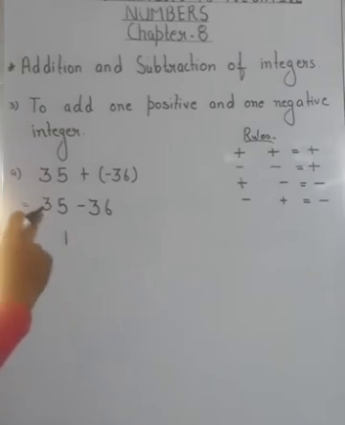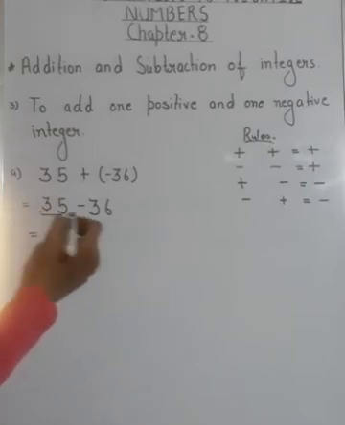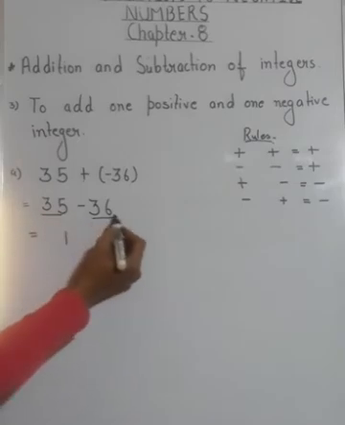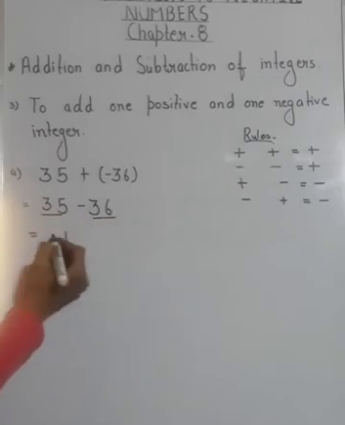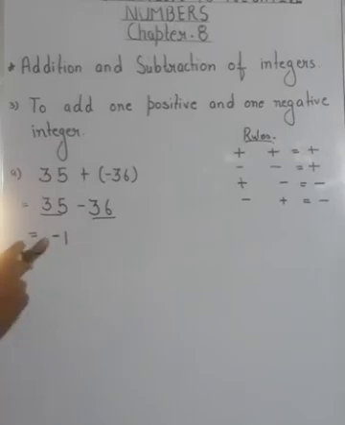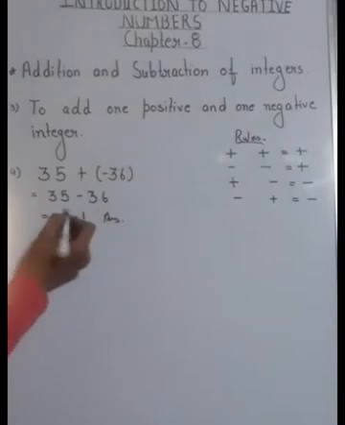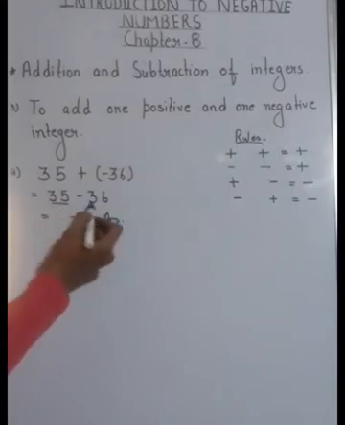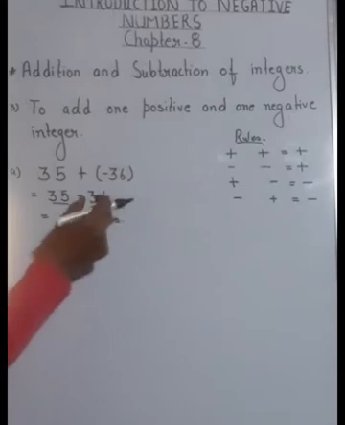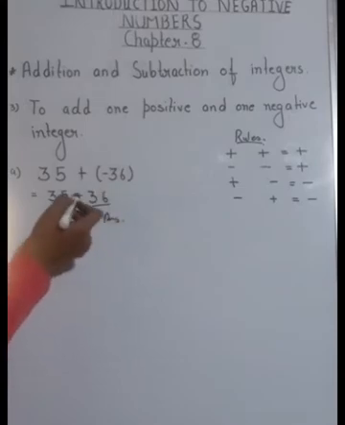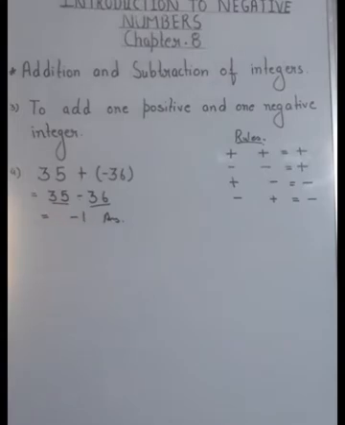So this is 1. Now which is greater among them? 35 is greater or 36 is greater? Just leave this sign. Which is greater? 35 is greater or 36 is greater? 36 is greater. So your answer will be minus. Why have I written minus over here? Because I told you that we have to put the sign of the greater integer. And which is greater among them? 36 is greater. And what is the sign before 36? It is minus. So your answer will be minus 1.